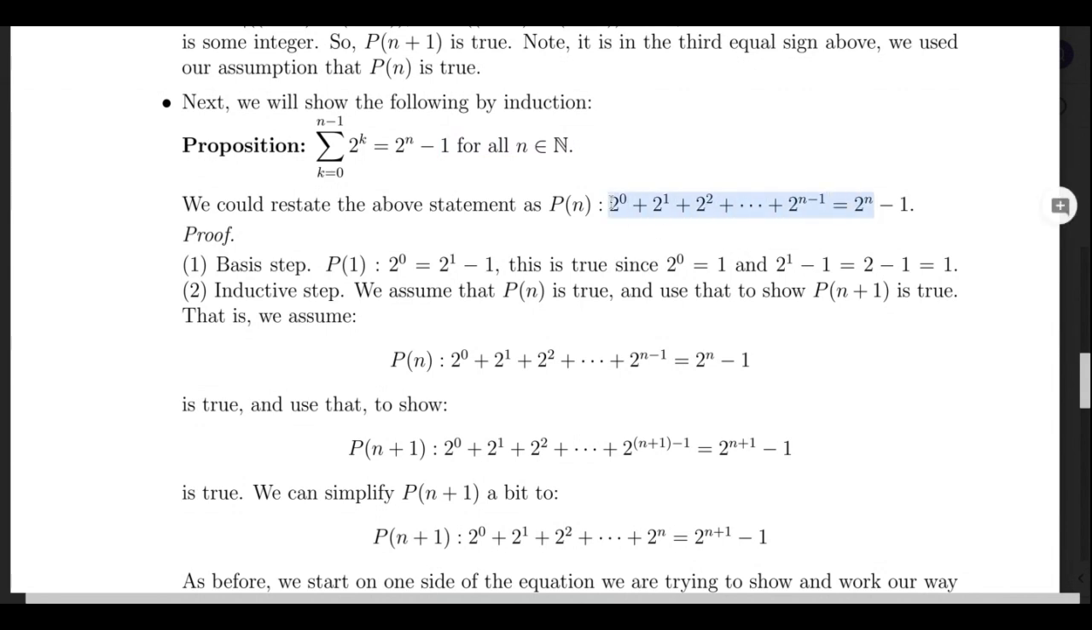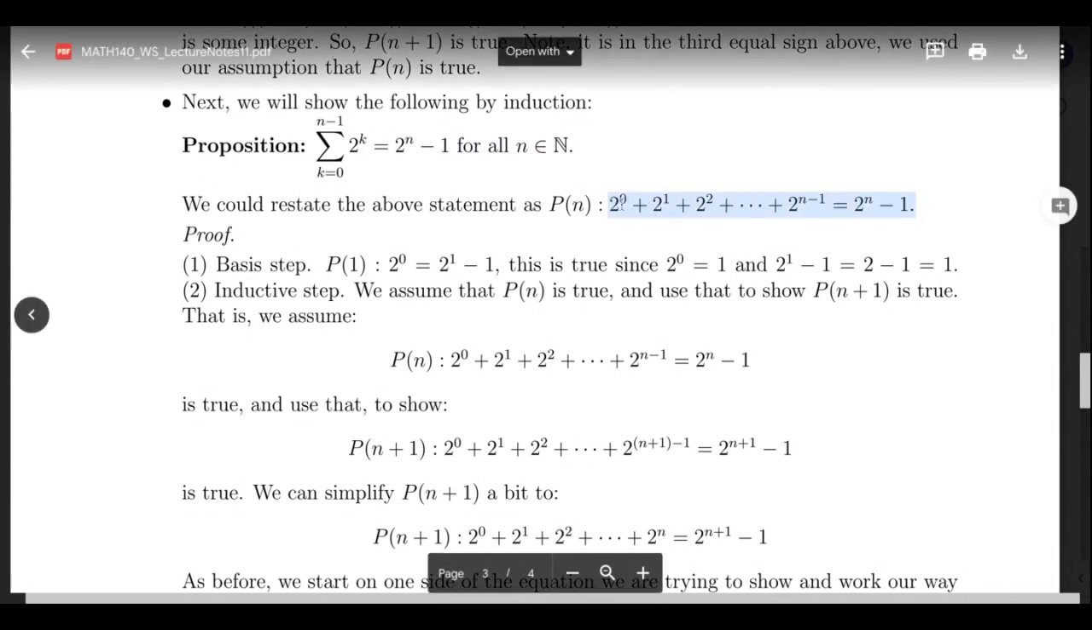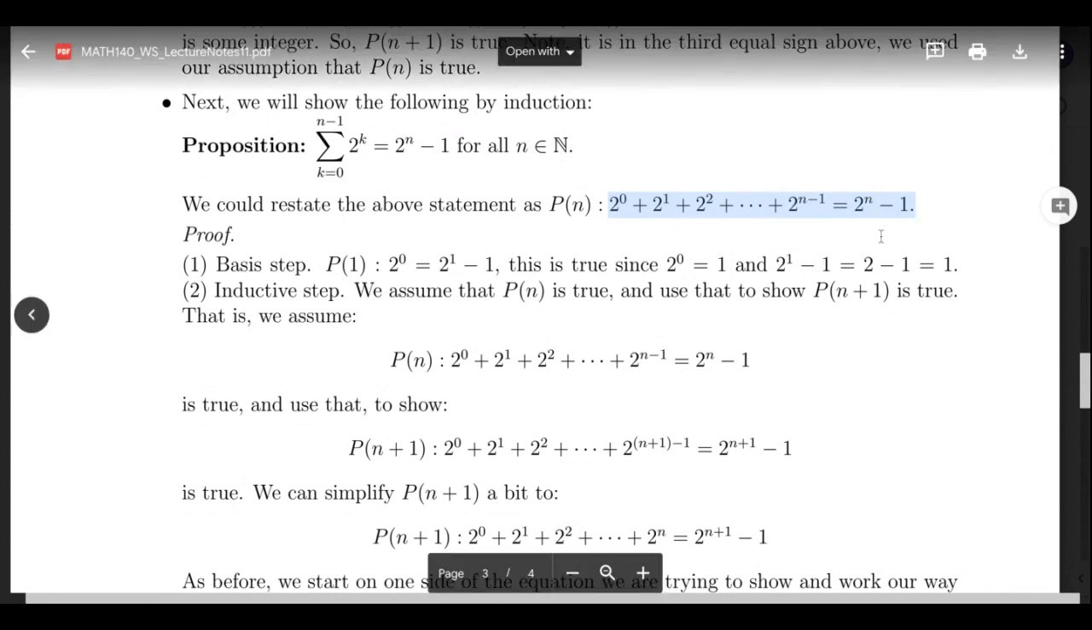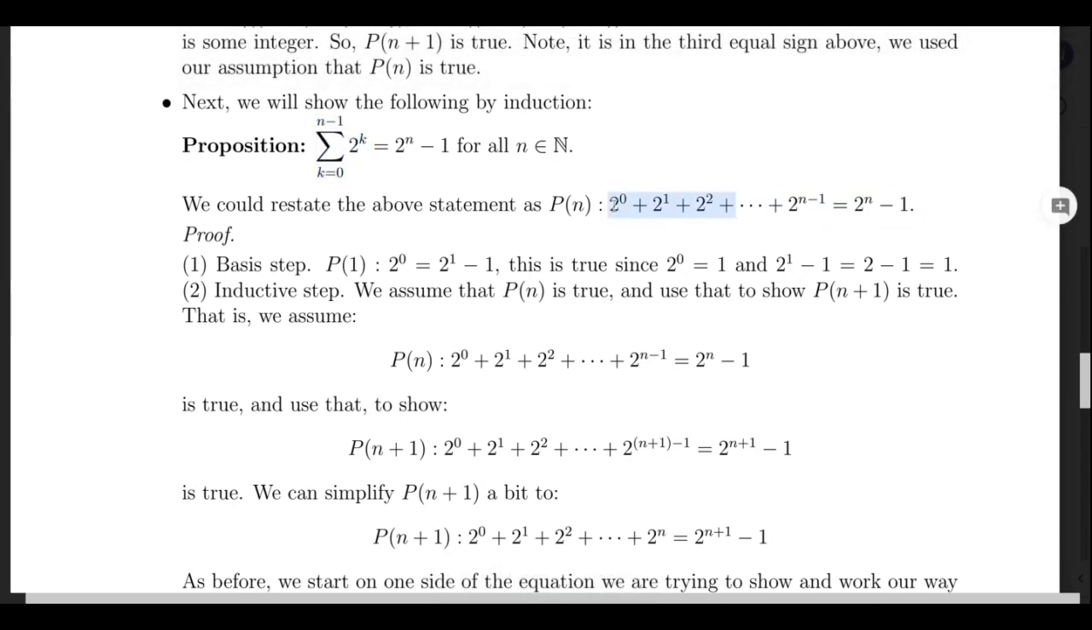Or we can write it this way: 2 raised to 0, 2 raised to 1, 2 raised to 2, up to 2 raised to n minus 1, equals 2 raised to n minus 1. All right, so the summation is a shorthand. The summation here is a shorthand for this.